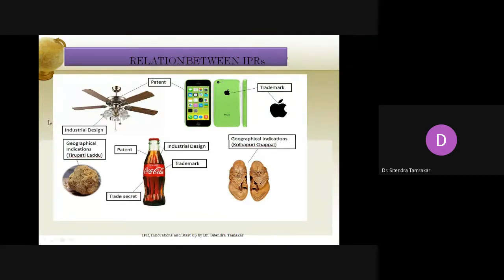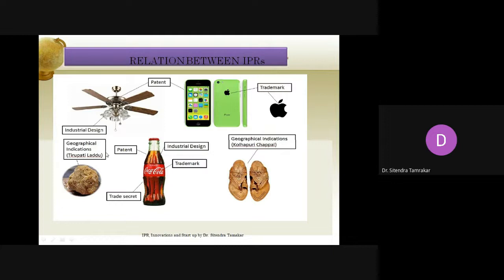for the patent, this software; for the trademark, this; and also this phone's design may come under design. And for these Coca-Cola bottles, the material is for the patent, the shape is for the design, the logo is for the trademark, and their contract may come under trade secrets.